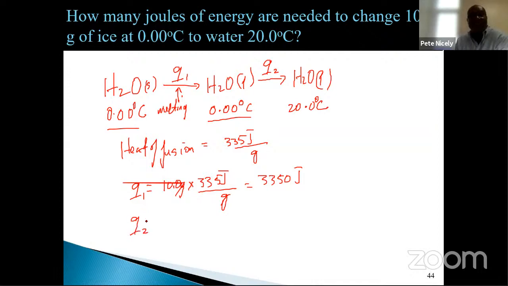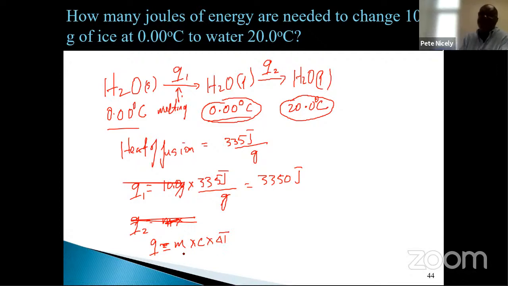Then for the second part, where you're heating the liquid water from 0 degrees Celsius to 20 degrees Celsius, there's an equation that we used before in chapter 10, and that is this equation, which should look familiar to you. Q2 is equal to M times C times delta T. That should look familiar to you, right?